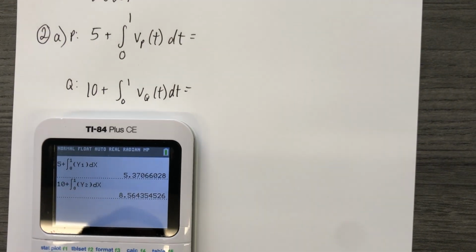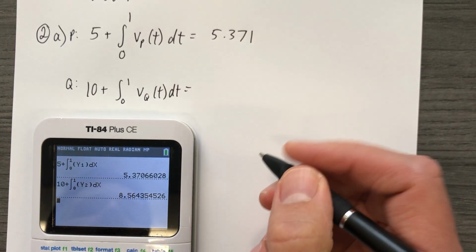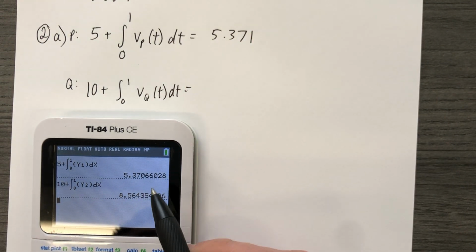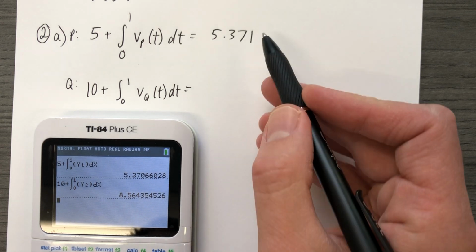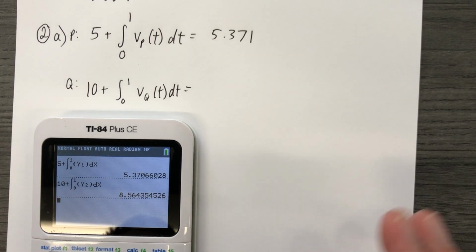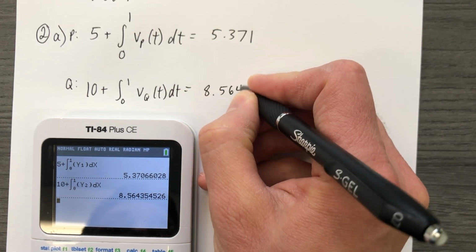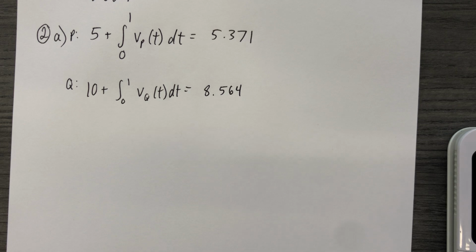That's it. So here's P, 5.371. And by the way, if this would have truly rounded to 370, you'd need to put the 0. If the decimal continues after the third decimal place, put the 0. So 8.564, or in those circumstances, you would. That's what we have. All right, that's it.